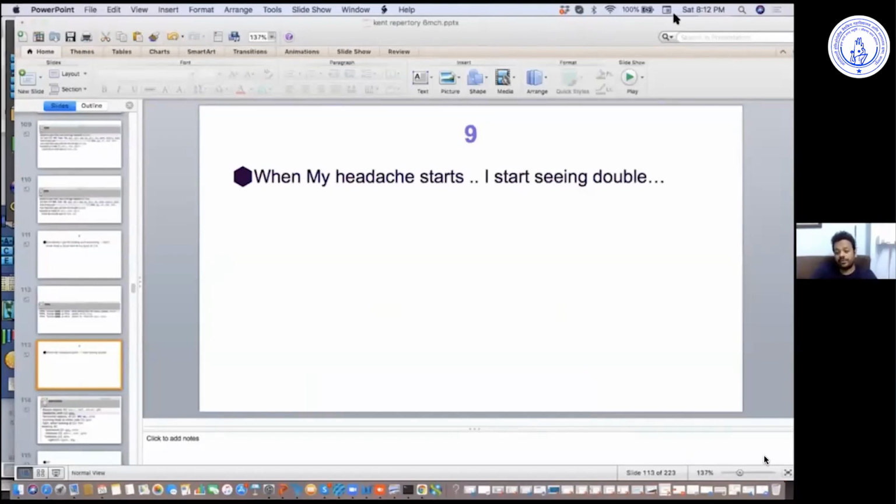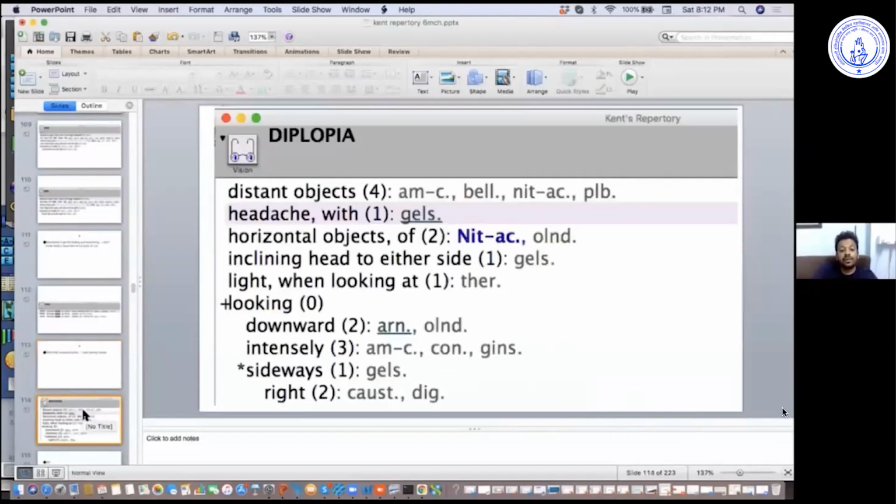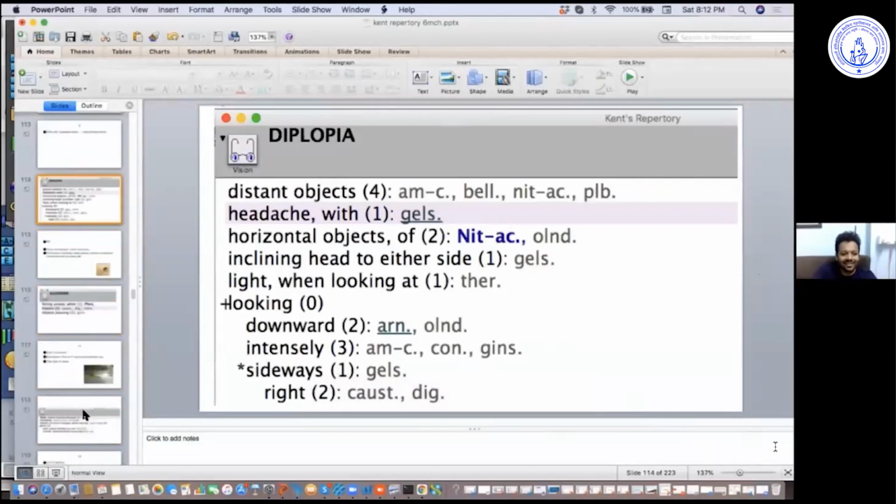Tell me, how will you see? Yes. Vision diplopia with headache. Simple. Okay.